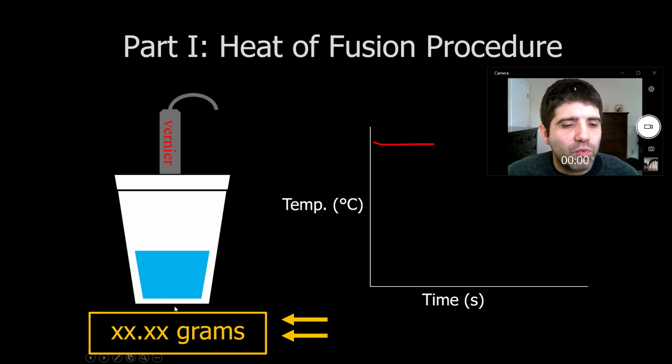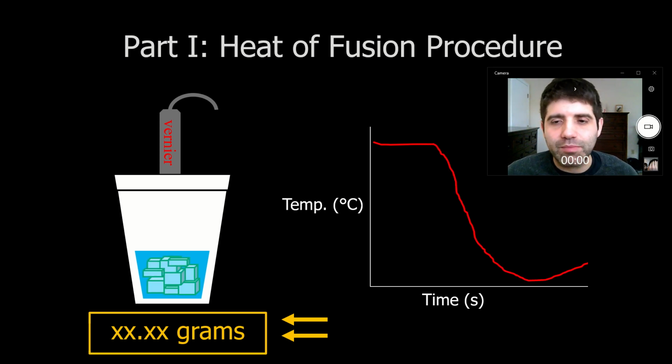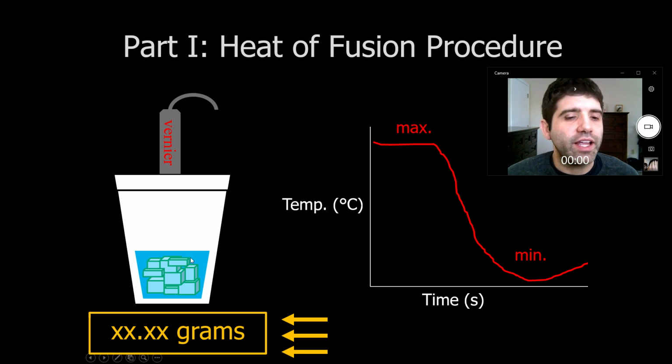So initially, with water just sitting in this cup, the temperature doesn't change very much. So that's what this plateau is showing. After a certain amount of time, we dump in some ice, and as we'd expect, the temperature is going to go down and bottom out and then start to go back up. From this graph, we can get the highest temperature, the max, and the lowest temperature, the min. And what that allows us to do is to calculate the changes in temperature. Finally, the last piece of data that we need is we need to know how much ice is in there, and we can weigh it. We can determine the mass of the ice.